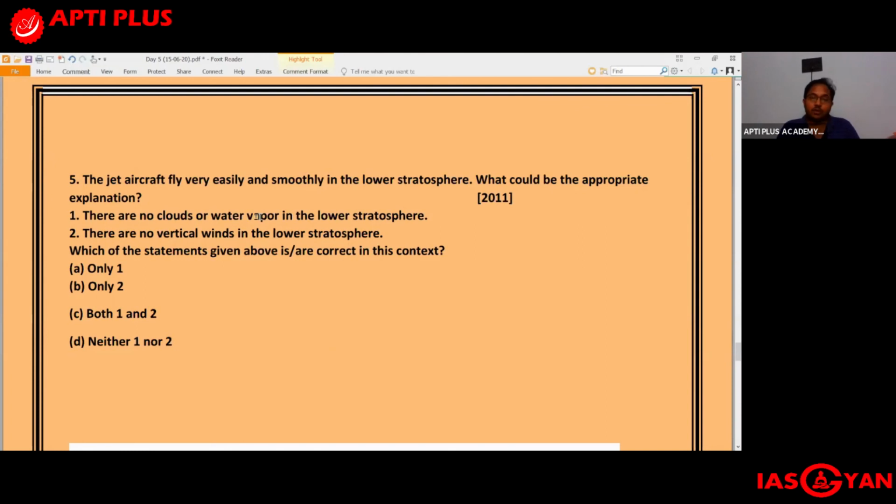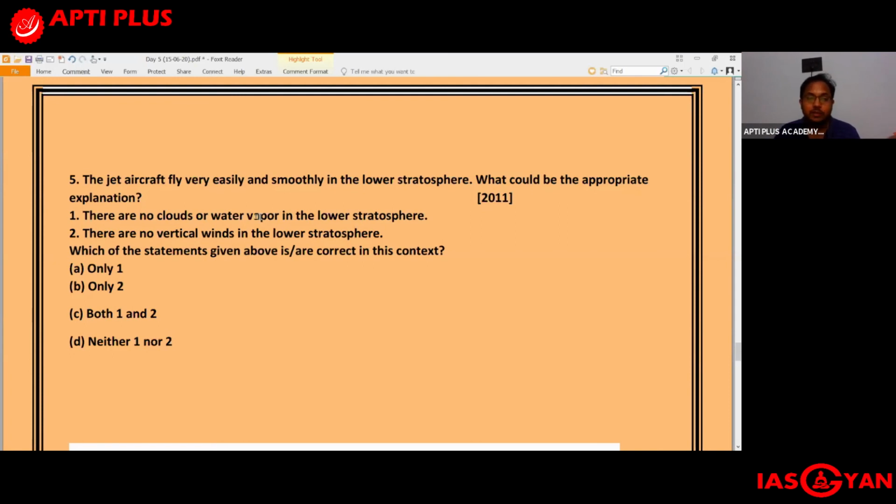Number one, there are no clouds or water vapor in the lower stratosphere. Is that correct? Yes, that is correct. Number two, there are no vertical winds in the lower stratosphere. Is that correct? Definitely that is correct. So 1 and 2 are both actually correct, because most of the climatic phenomena are confined within the troposphere. In the stratosphere, there are no clouds or water vapor in the lower stratosphere, and there is no vertical wind to create disturbance or turbulence in the path of the aeroplane.